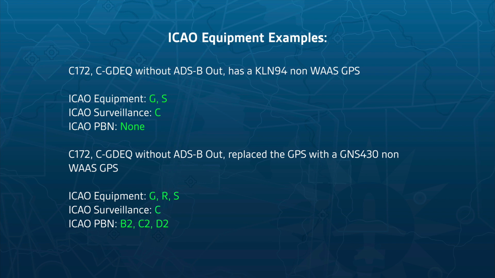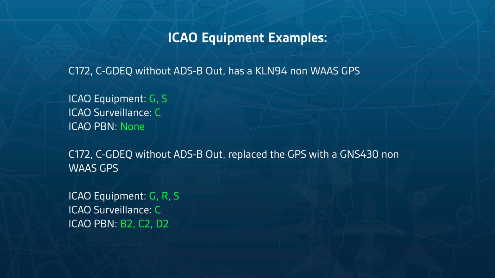But if we upgraded our GPS with something like a GNS 430, still not WAAS GPS, but it is a PBN approved GPS. So in the ICAO equipment section, we could put Golf Romeo Sierra. Surveillance doesn't change. And now in the ICAO PBN section, we can actually put that our aircraft is Bravo 2, Charlie 2, and Delta 2.